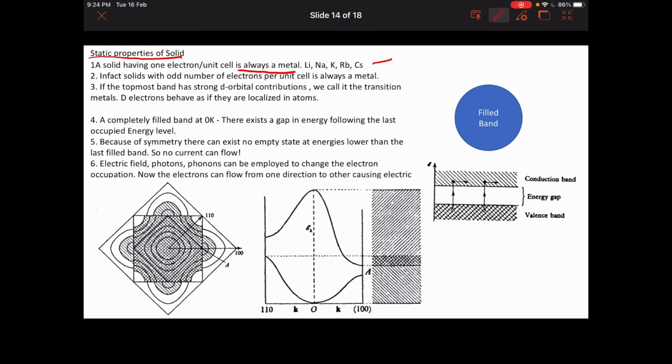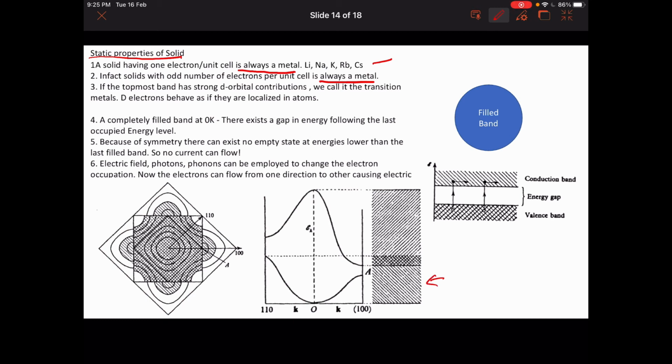In fact, solids with an odd number of electrons are almost always metals. There are some exceptions to this, like bismuth, but then you have 2 atoms per unit cell, giving you an even number of electrons in a unit cell. So basically that does not count. If you have an even number of electrons per unit cell, that does not necessarily have to be an insulator, because the bands might now overlap as shown here.